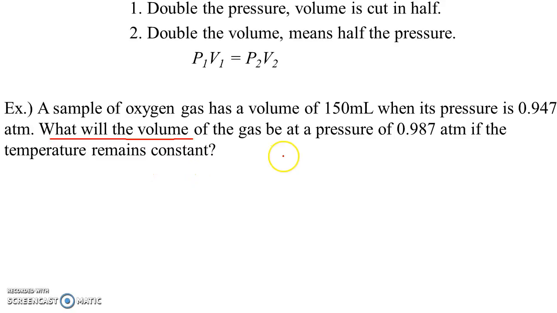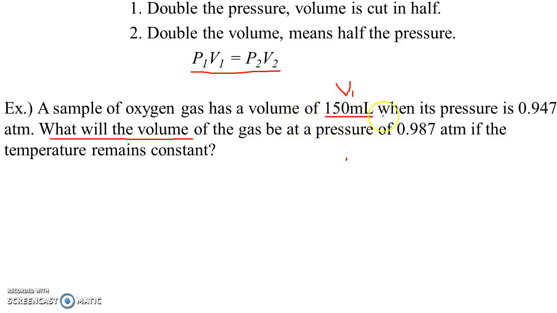Okay, so temperature is not going to be in this equation. We're going to use our P1 times V1 equals P2 times V2. So this means the pressure and volume we start with, the pressure and volume we end with. So I'm going to go through and find my variables. So a sample of oxygen gas has a volume of 150 milliliters. I'm going to call this V1. Okay, it's the first one in the equation, so I'm going to call it 1.